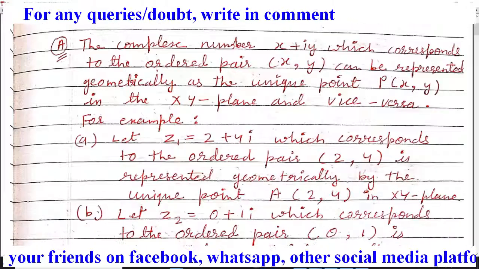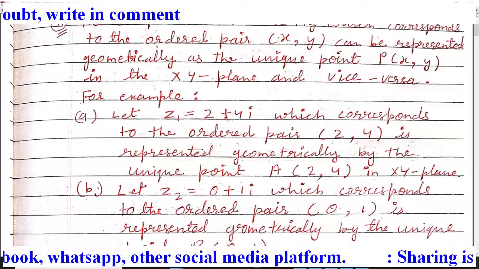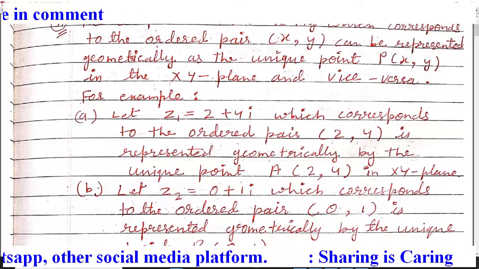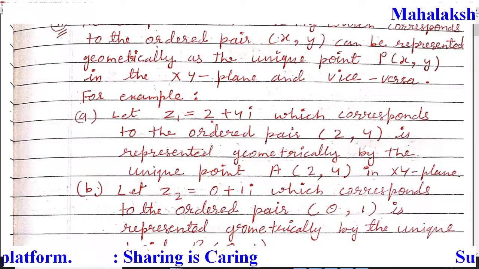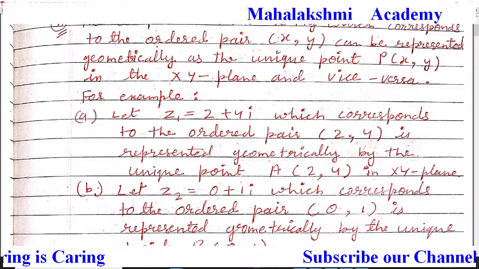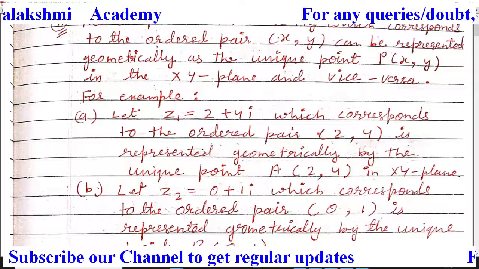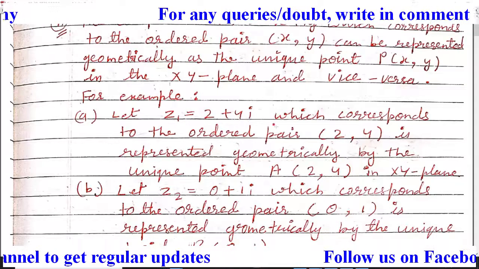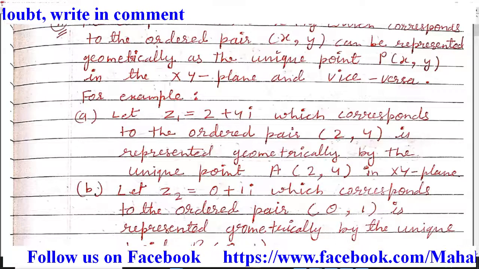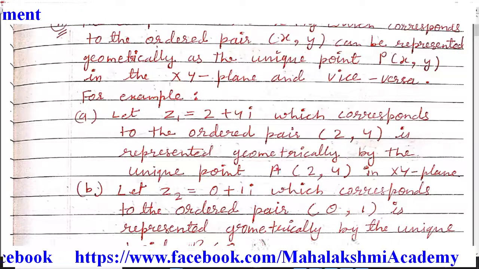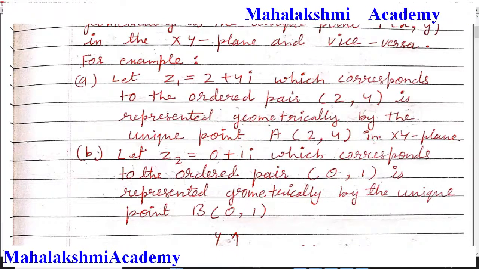For example, suppose we have a complex number z1 equal to 2 plus 4 iota. Then the ordered pair corresponding to this complex number is going to be 2 comma 4. The first place is for the real part, here the real part is 2, and the second place is for the imaginary part, that is 4. So this complex number in the xy plane we represent by 2 comma 4, and I assume that point as A(2, 4) in the xy plane.